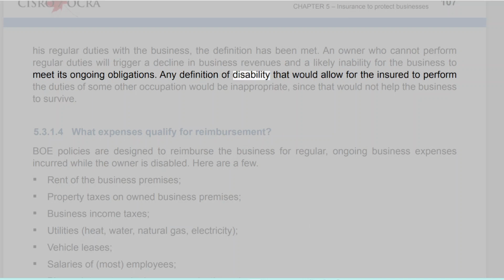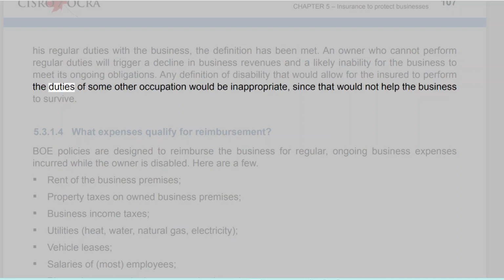Any definition of disability that would allow for the insured to perform the duties of some other occupation would be inappropriate, since that would not help the business to survive.